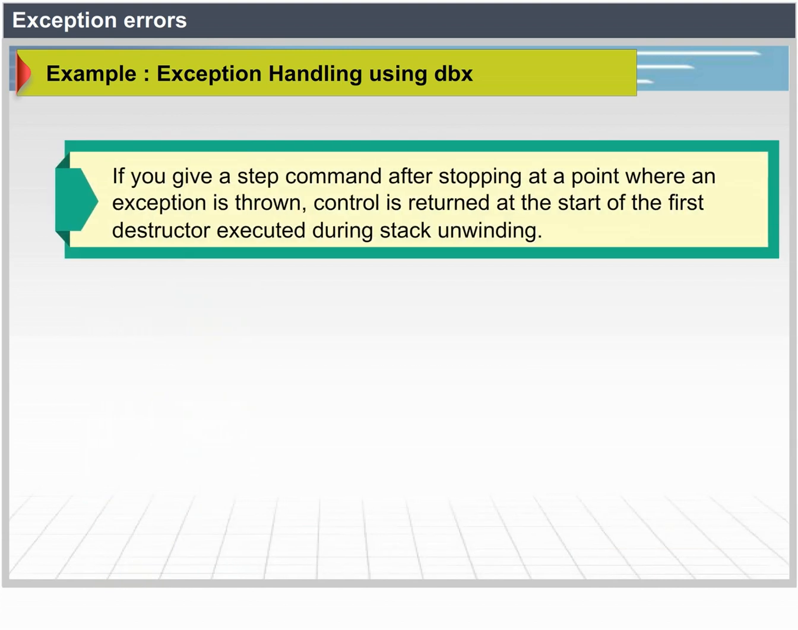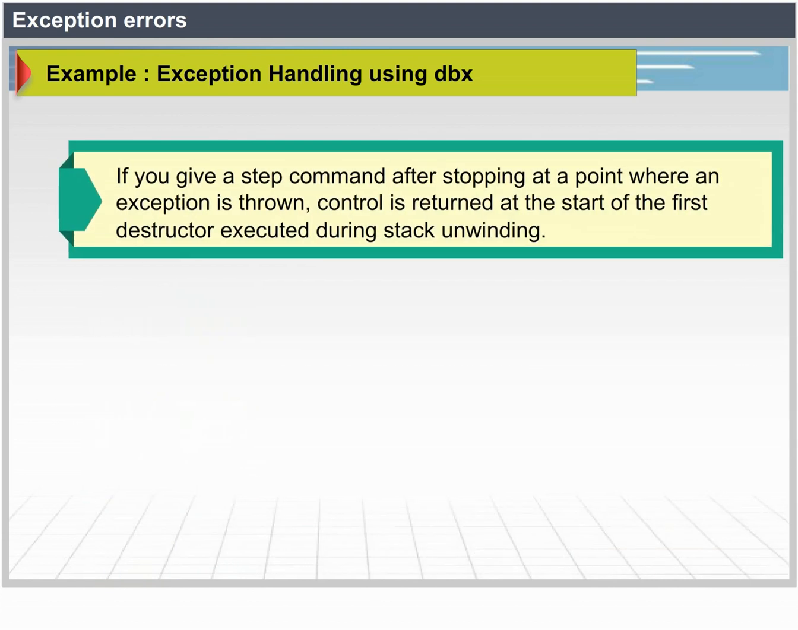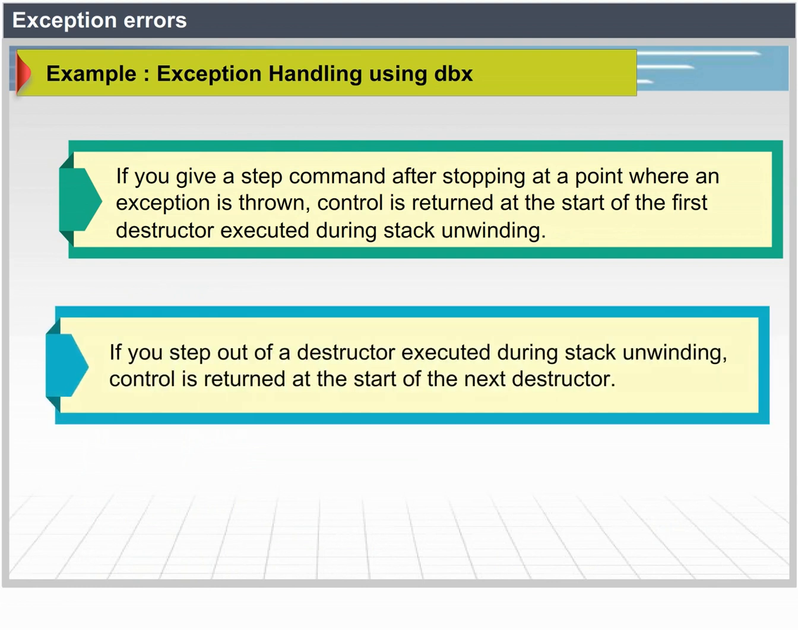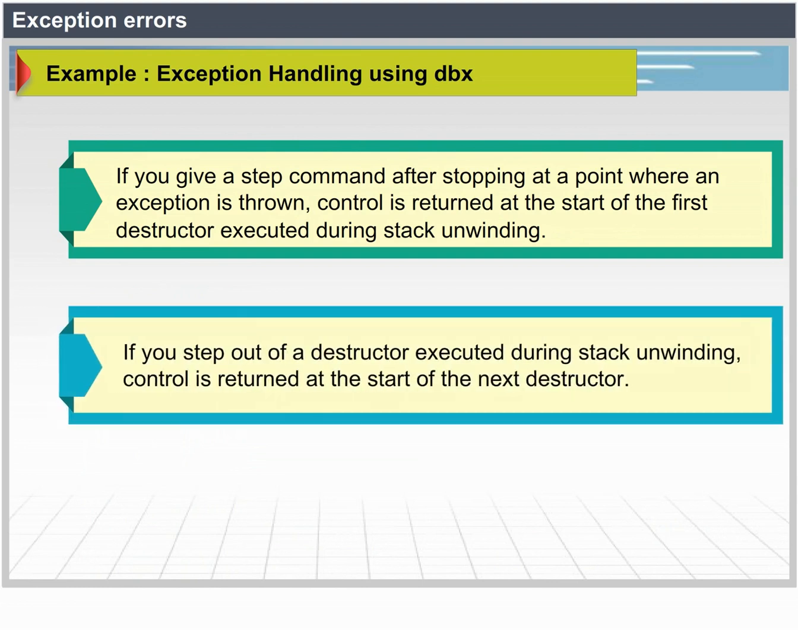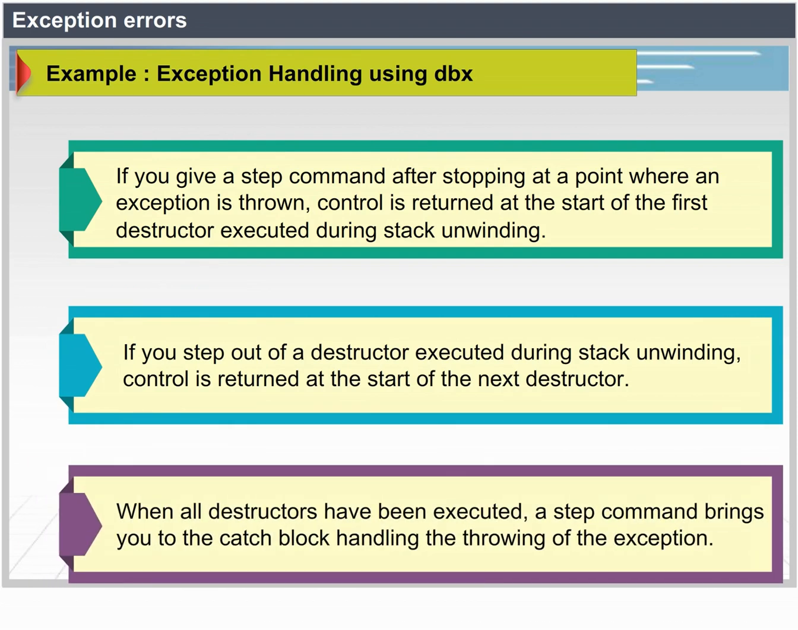If you give a step command after stopping at a point where an exception is thrown, control is returned at the start of the first destructor executed during stack unwinding. If you step out of a destructor executed during stack unwinding, control is returned at the start of the next destructor. When all destructors have been executed, a step command brings you to the catch block handling the throwing of the exception.